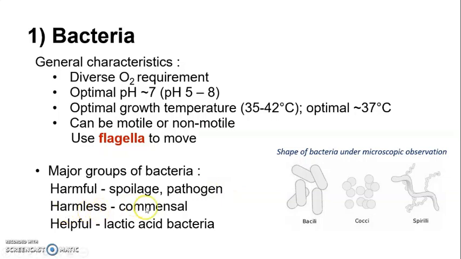Another type is harmless, also known as commensal bacteria. It's just abundant in the environment, naturally present in the environment. The one that we use for our benefit is actually lactic acid bacteria. So if you remember, yogurt is one of the fermented foods where we use lactic acid bacteria to ferment the milk to form the yogurt. We know that probiotics in general help to improve our digestive system. So there's a bacteria that we can use for our benefit.